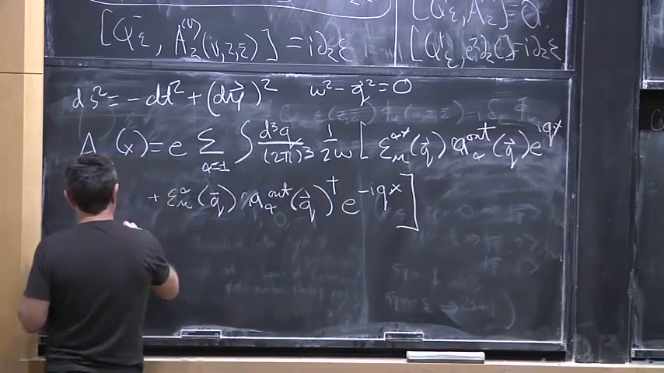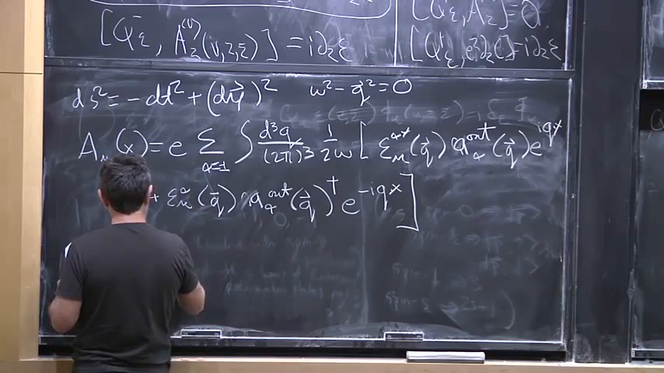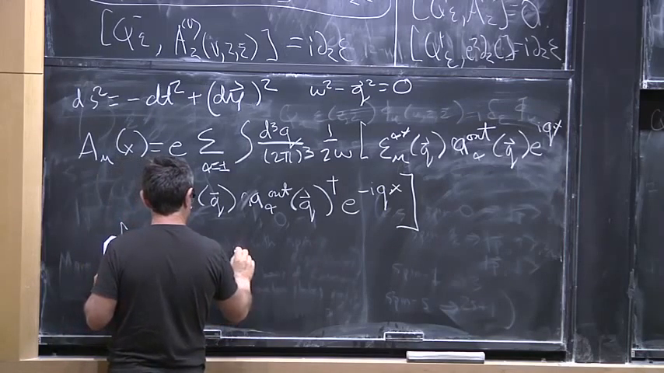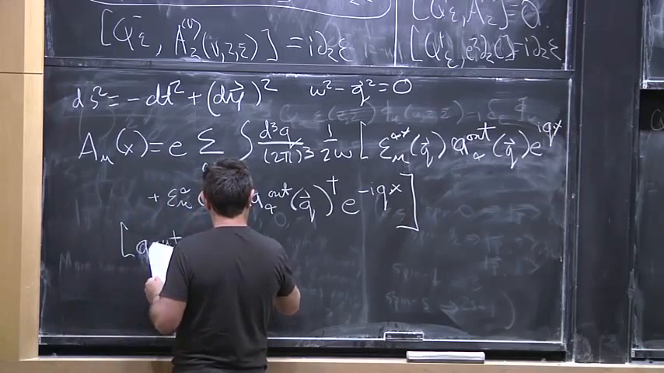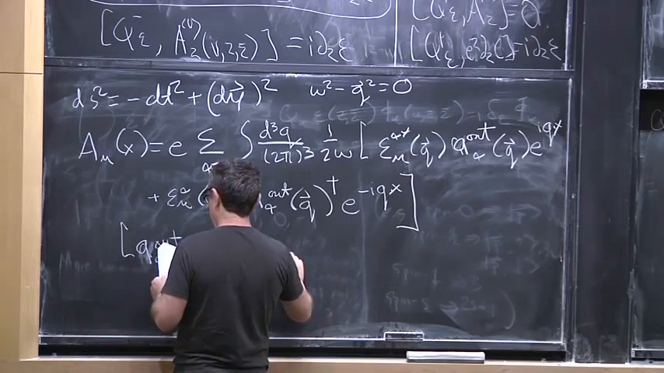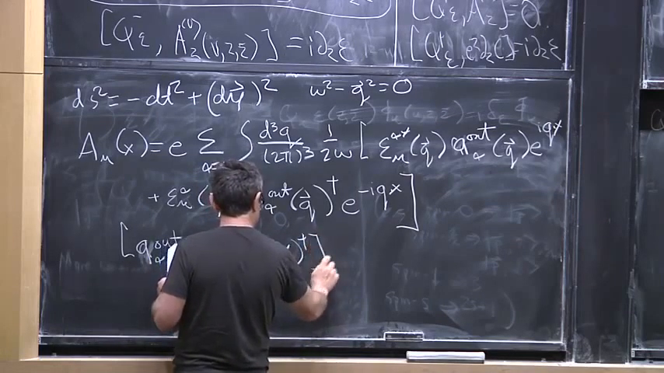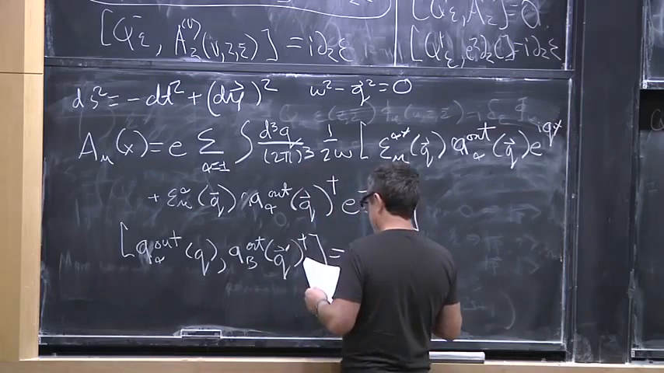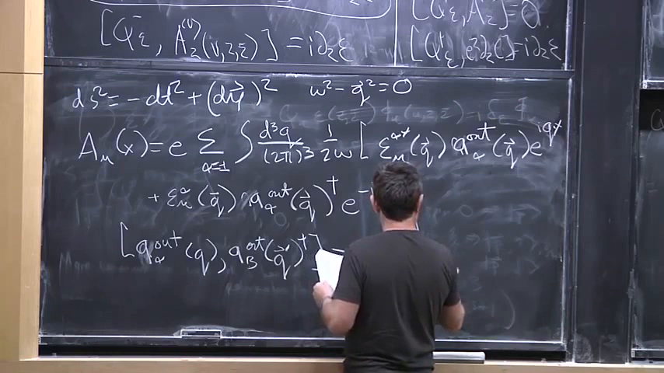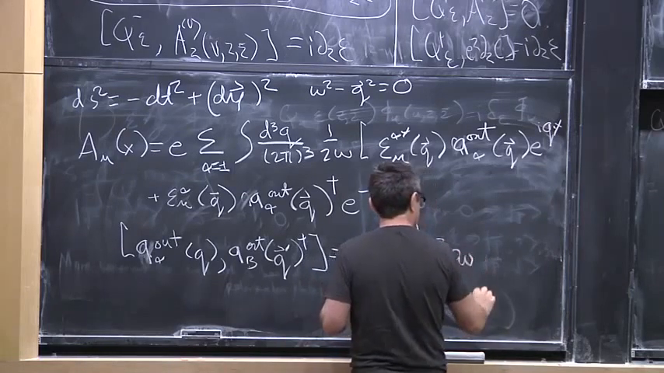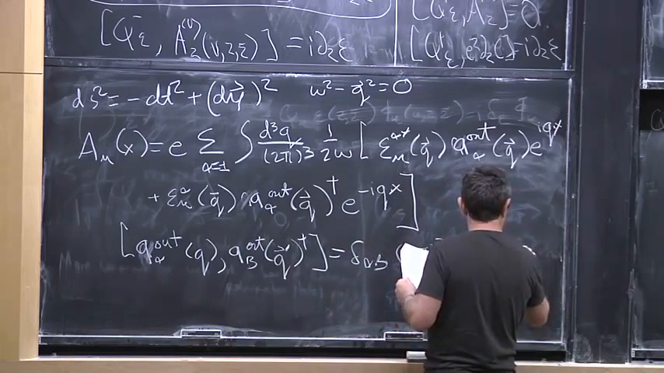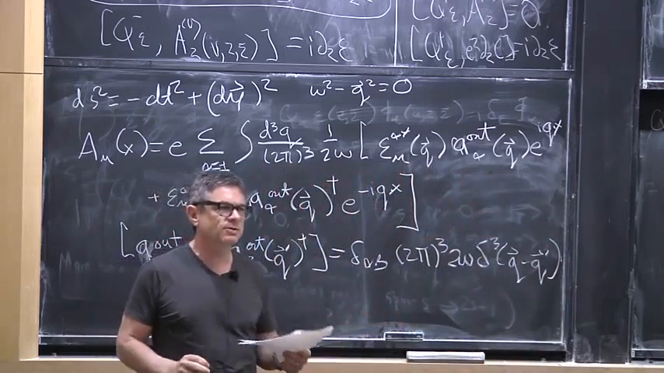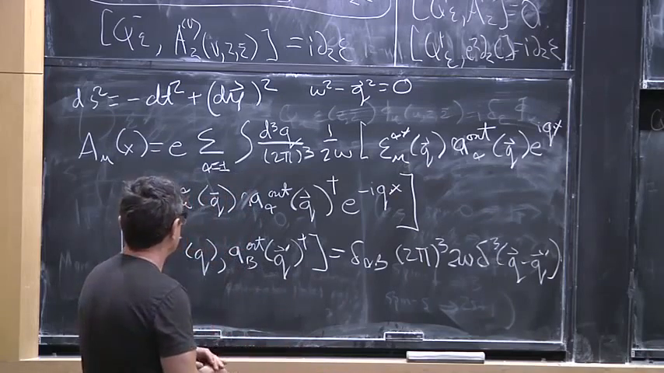And then we have that the commutator of A alpha out of q with A beta out of q prime dagger is equal to delta alpha beta, 2 pi cubed, 2 omega, delta cubed of q minus q prime. Okay, this is a standard formula for the commutation relations of the electromagnetic field, free electromagnetic field, outgoing.